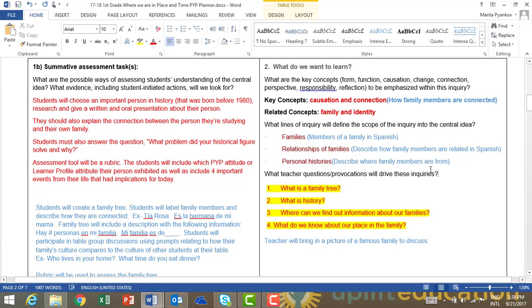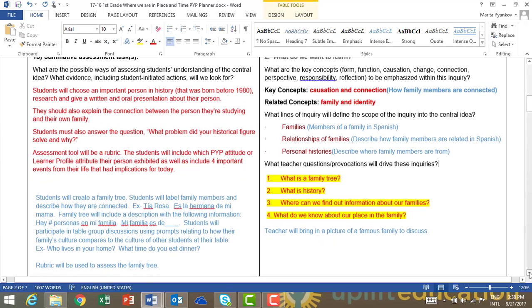So hopefully you can see how these lines of inquiry connect back to the central idea and how that is related here to this summative assessment that I created, so that we can see that we are in fact checking comprehension and understanding of the central idea.